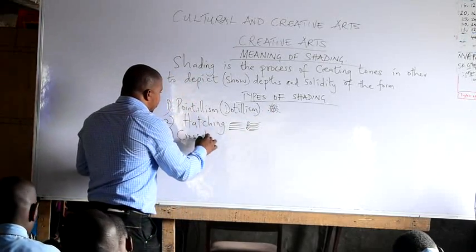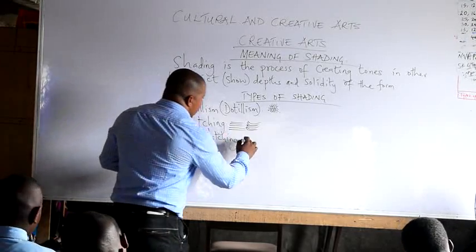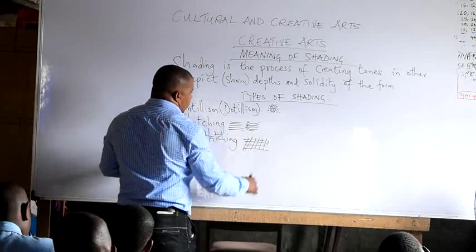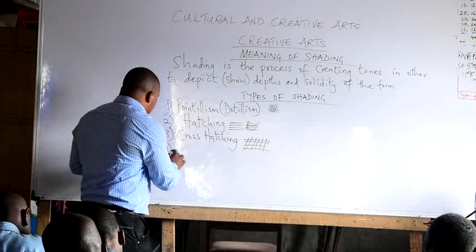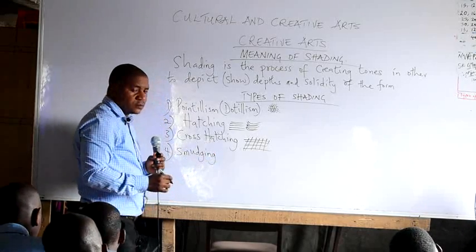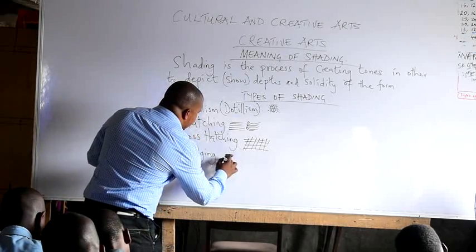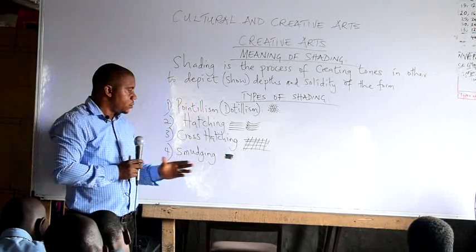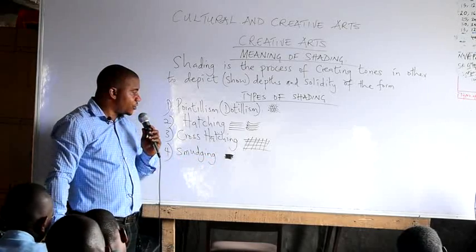We have cross hatching. As the name implies, this is hatching, isn't it? When you cross it, it becomes what? Cross hatching. Then we have what's called smudging. In smudging, there is no space in between. So these are the 4 types of shading.